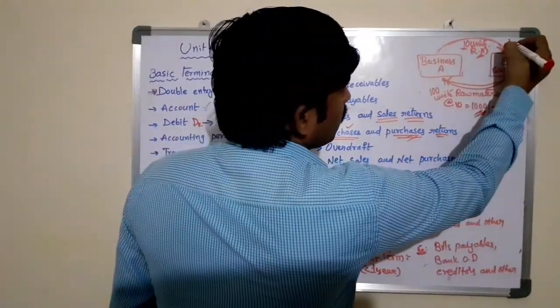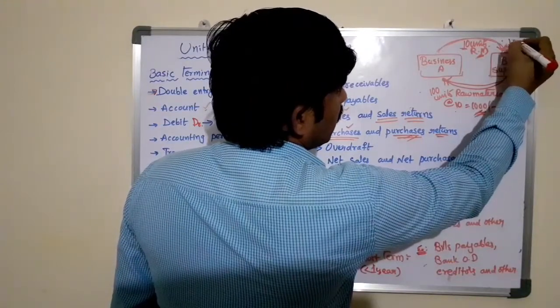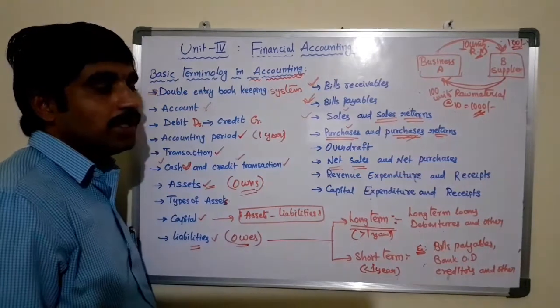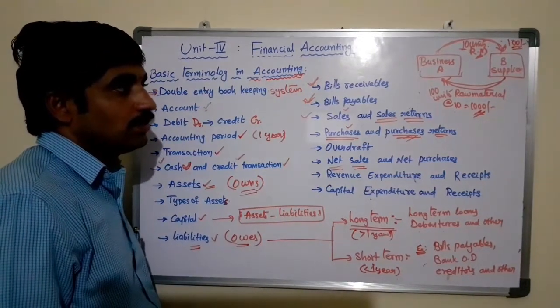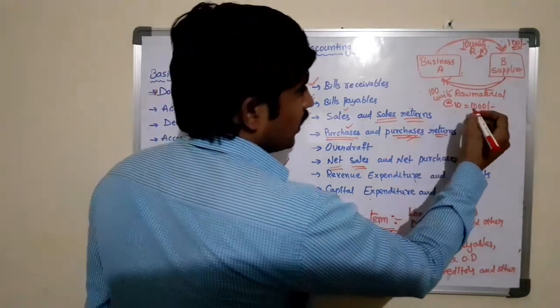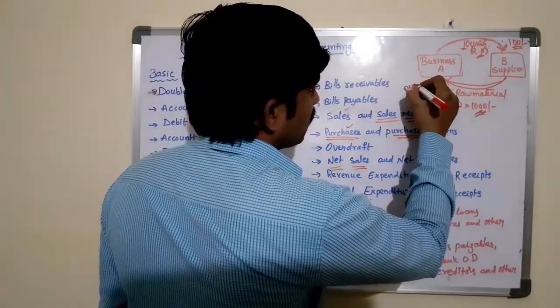This 10 units, at a value of 10 each, equals 100 rupees. We are returning 100 rupees worth of raw material to B. That is known as purchase returns. So 100 units is purchases.